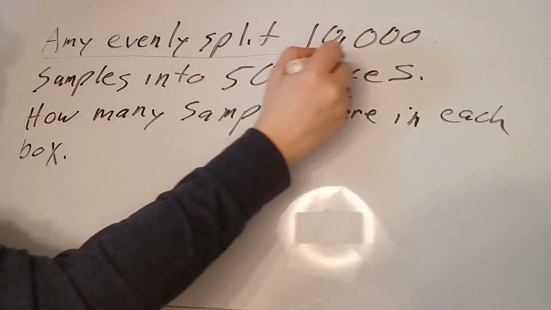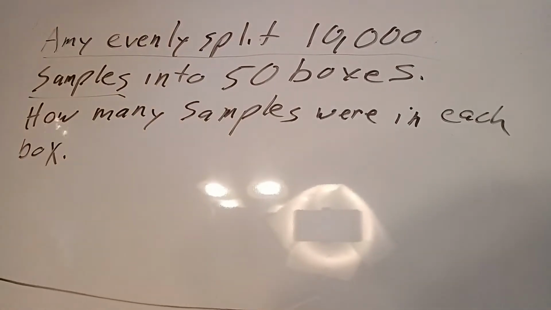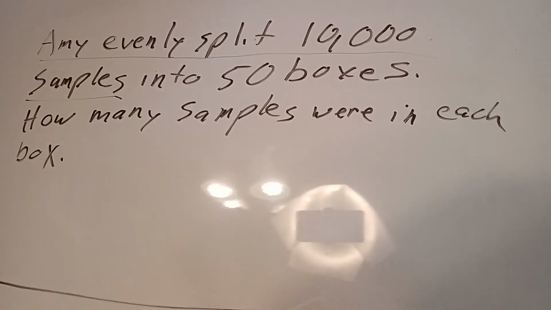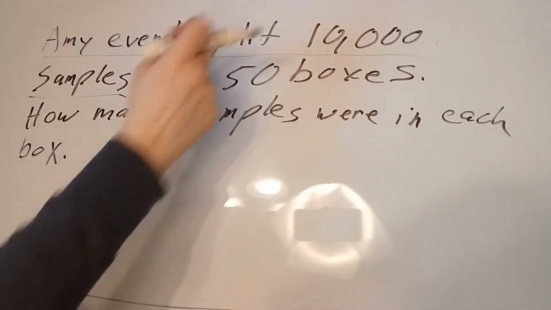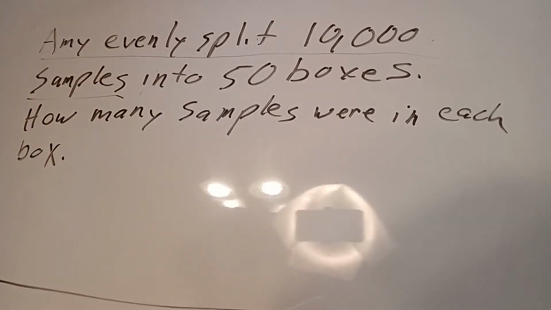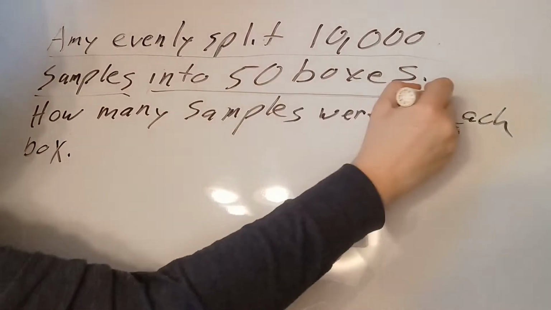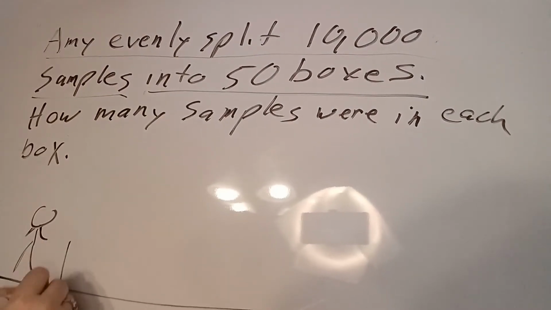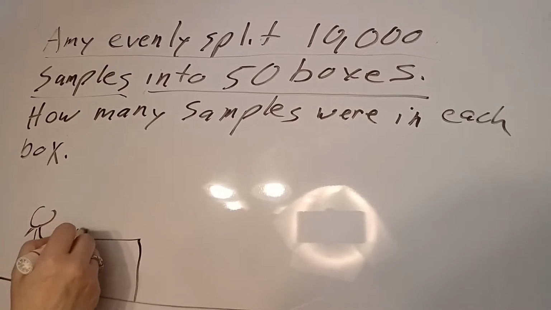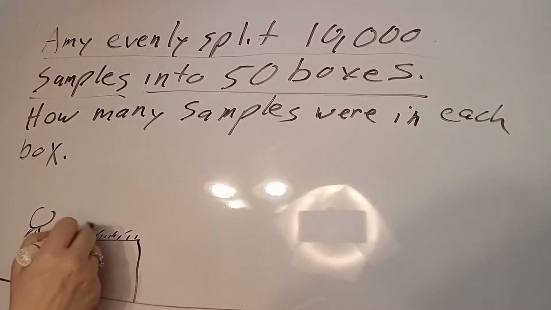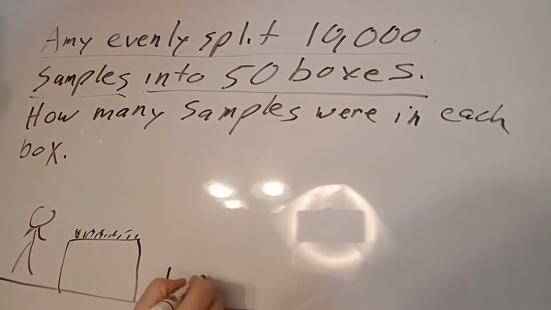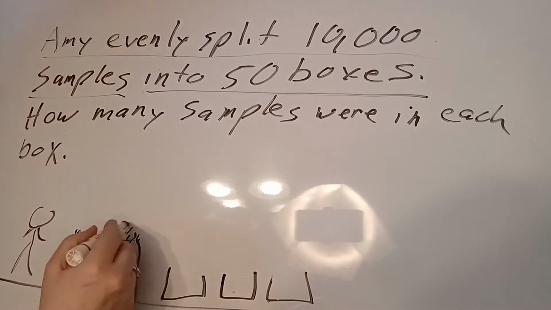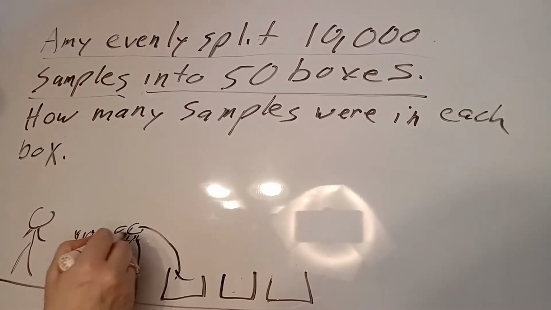Amy evenly split 10,000 samples. Okay, so now I'm seeing a woman, and she's got piles of stuff all around her. There's lots of them. She put these into 50 boxes. So now we have, here's Amy. She's got a table, and there's lots of stuff on it. And she's got 50 boxes. So she's taking the things and putting them in the boxes, etc., etc.